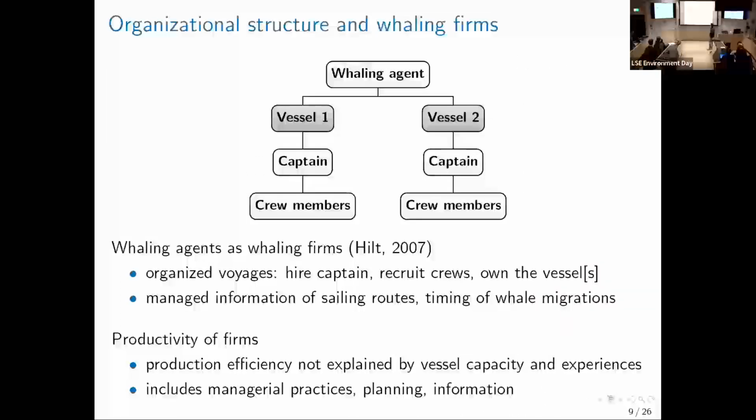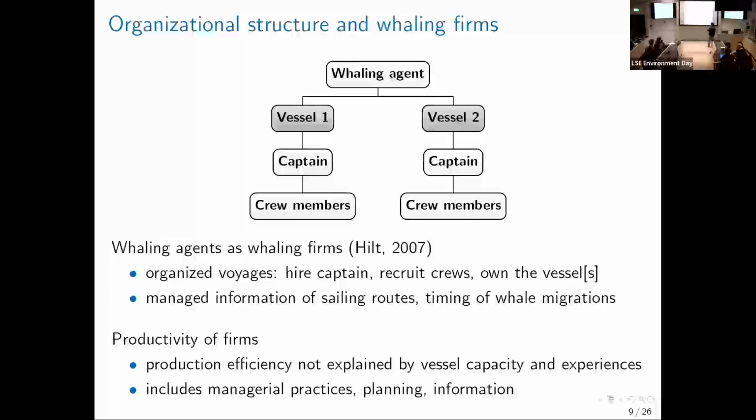This is the basic structure of the organization in the industry. The whaling agent was the key decision maker in this industry, so they were considered like whaling firms. They organized the voyages by hiring captains, recruiting crew members, and owning vessels. They also managed important information such as sailing routes and timing of whale migration.